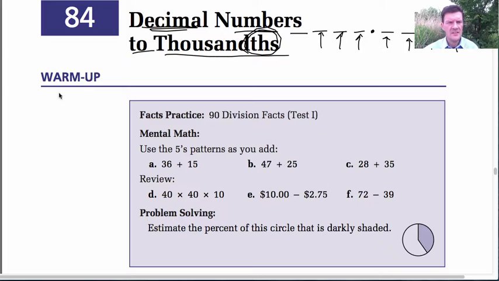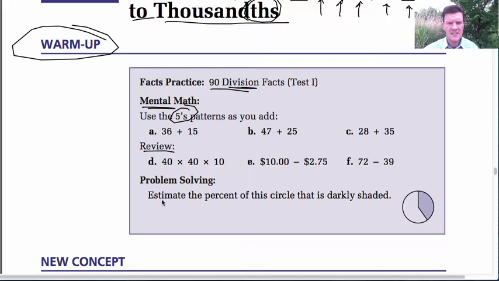If you haven't already, go ahead and do the warm-up right here. Don't neglect your division facts, that's very important. And you can begin to do the mental math here with patterns using counting by fives, review your multiplication, subtraction, and then right here there's one that says estimate the percent of the circle that is darkly shaded.